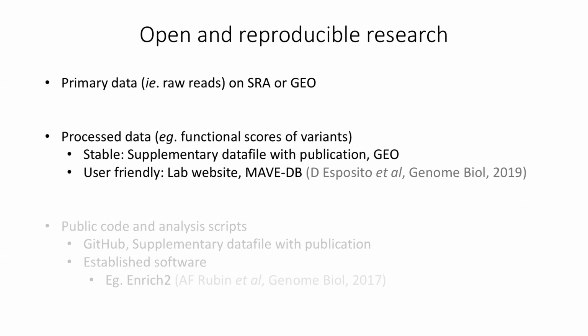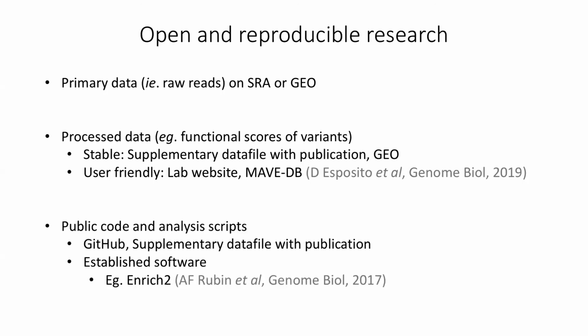And GEO also has a spot for this, but there are additional user-friendly ways to present this, such as your lab website, which we've done numerous times, and now also MaveDB, which I think will be a good repository for this. And this type of study requires a fair amount of analysis pipeline, and it's good to share that as well. So I think, again, supplementary data files could be useful, though I've noticed that many journals are very clunky with this. So having it up on GitHub, I think, is great. And also using established software can be a nice way of having it be reproducible and having everybody be able to go through those steps again.